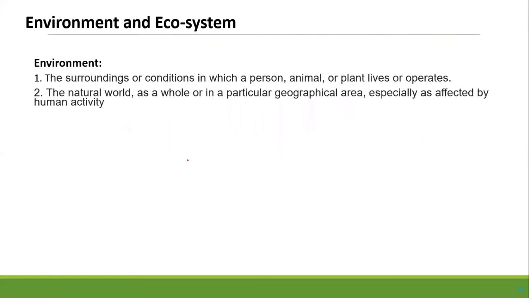First is, you must have heard the word environment, right? So we use this word in a general sense as well, right? Positive environment or motivating environment, college environment, right? So actually environment is the surrounding or conditions in which a person, animal, or plant lives or operates. So it includes all the things that are surrounding us. That is the environment. It can be the natural world or any geographical area. Okay, and an important point is that the environment is affected by human beings, right?